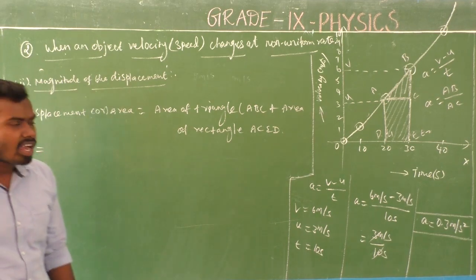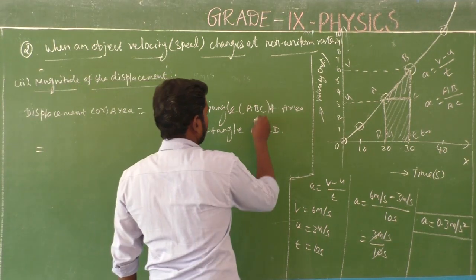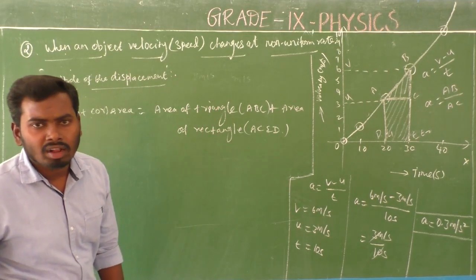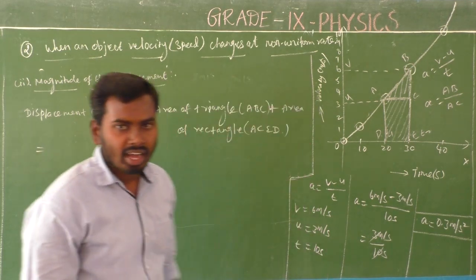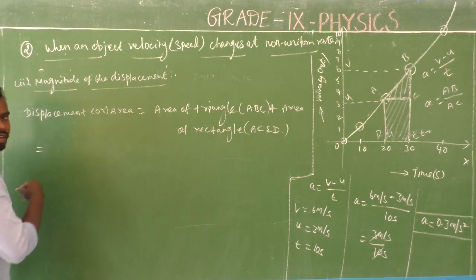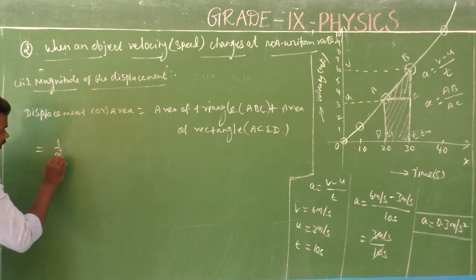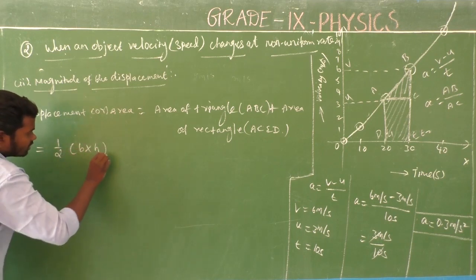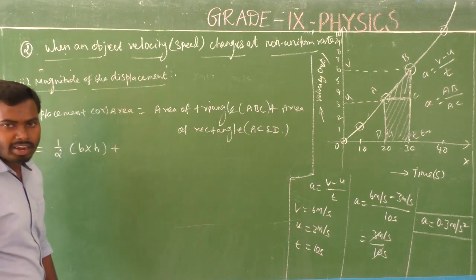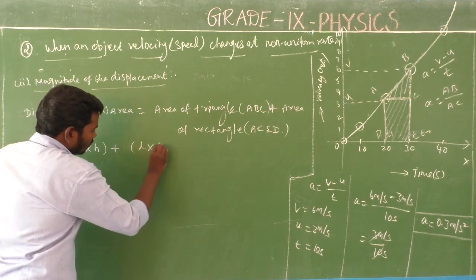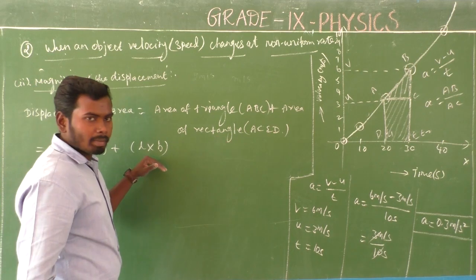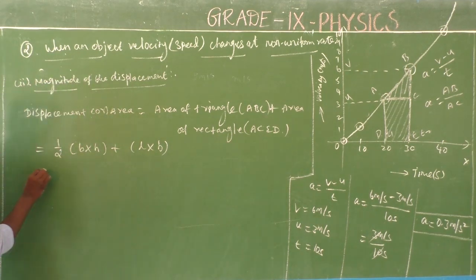So what is the area of triangle formula? The area of a triangle is equal to half into BH, and the area of a rectangle is L into B, which means length into breadth. So you write here half into BH for the triangle, and L into B is the area of the rectangle formula. Now you find the values.